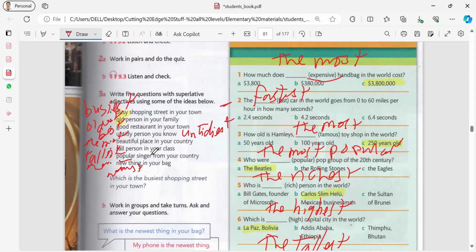What is the most beautiful place in your country? Maybe a park. Who is the most popular singer in your country? You can say Muhammad Abdu, for example. What is the newest thing in your bag? My book. Okay, that's it.